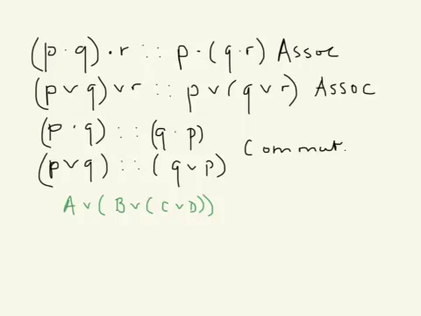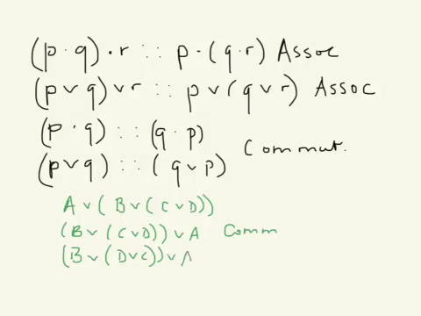Let's start with an application of commutativity and move the disjunct A to the right. This we get by commutativity from the first line. And now let's do another commutativity to change the places of C and D here. That's another instance of commutativity.